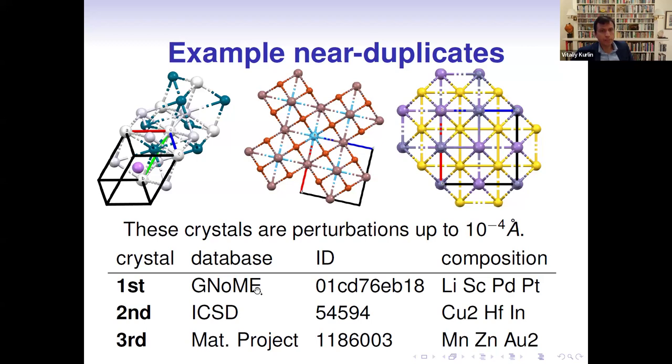So three crystals, one in GNOME, one in ICSD, one in Materials Project. Perturbations are very small. All pictures look different, so these are simply screenshots from these databases. Pictures are different, but geometrically they are nearly identical. And to our surprise, even compositions are very different, no common elements at all. So this looks very strange, because when we replace one atom with a different one, we expect to see larger perturbations in distances, not up to these so small thresholds.